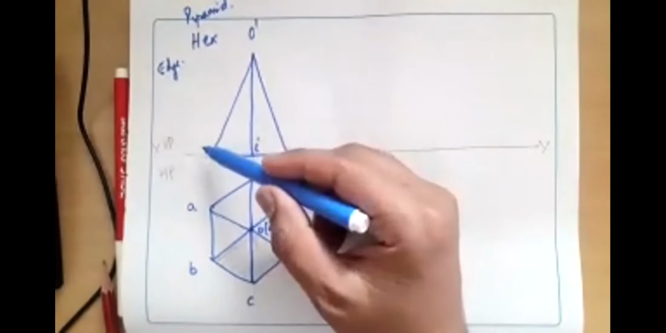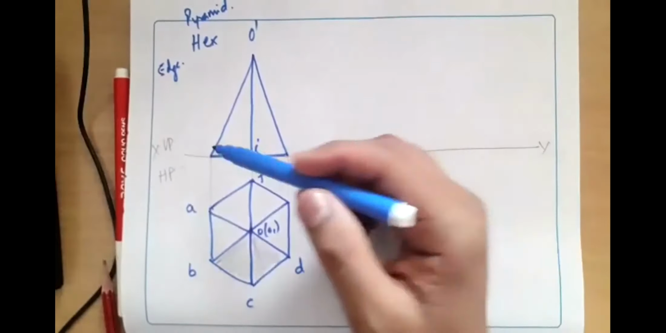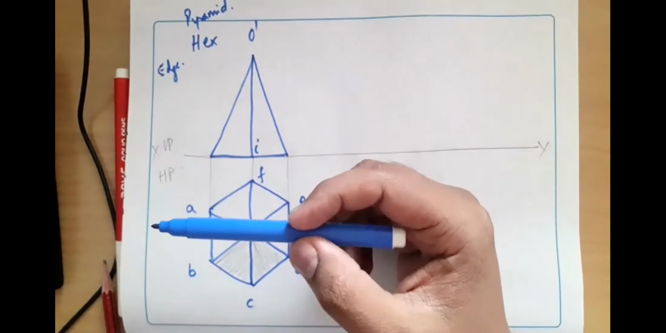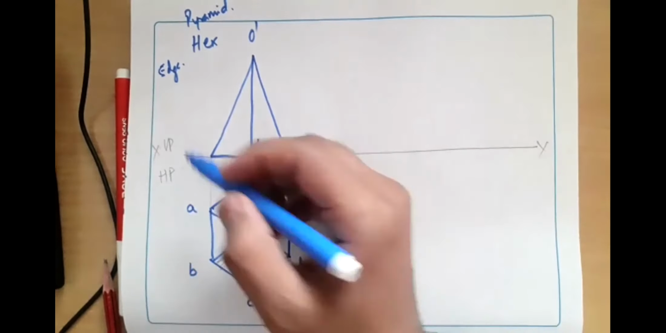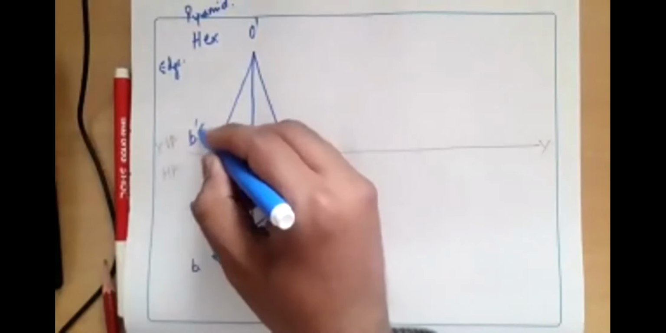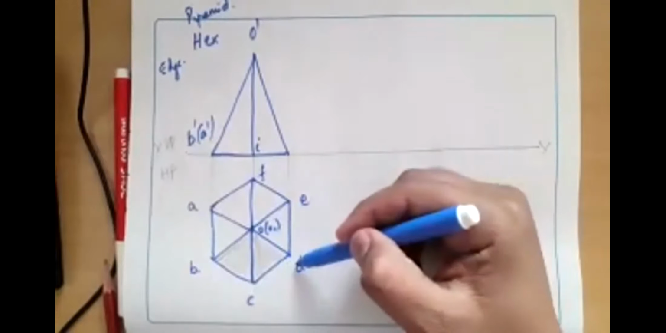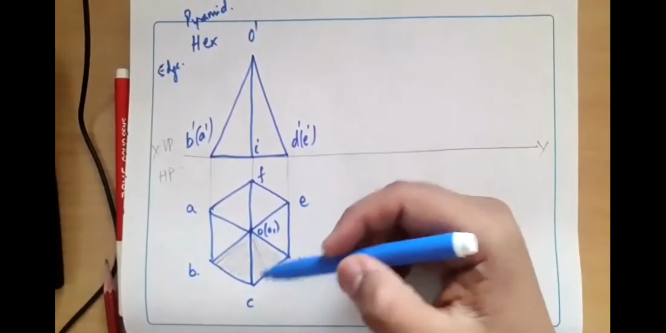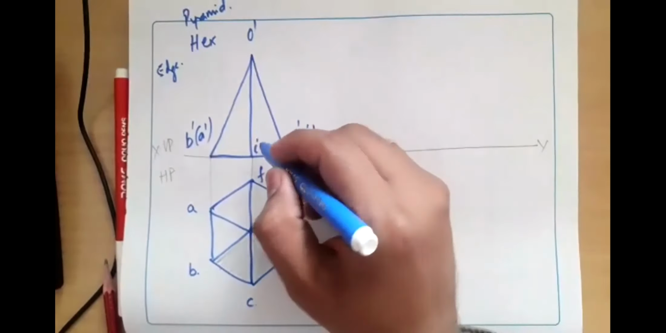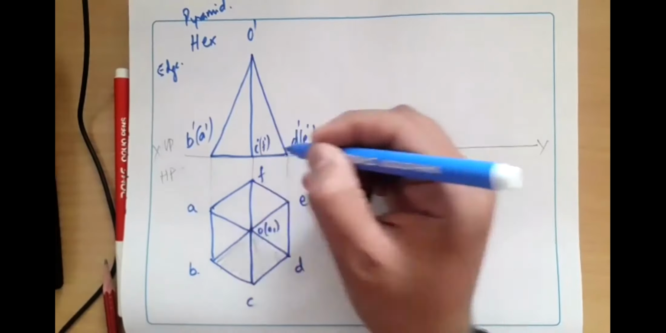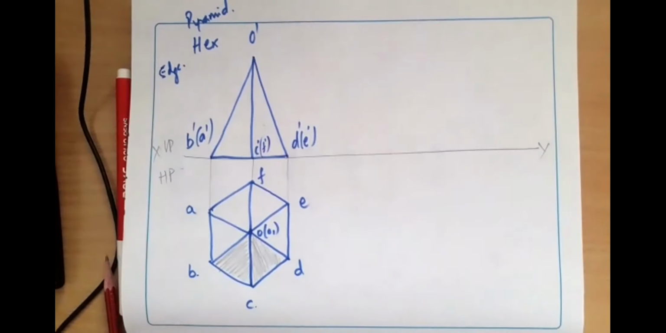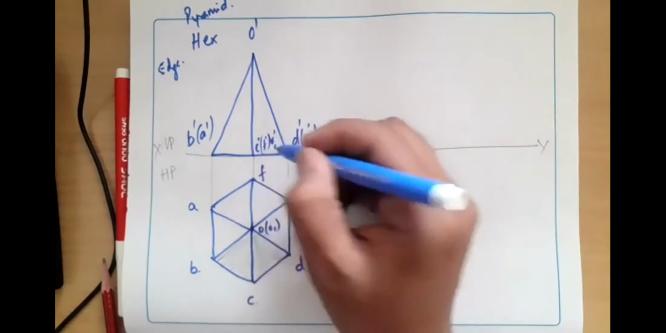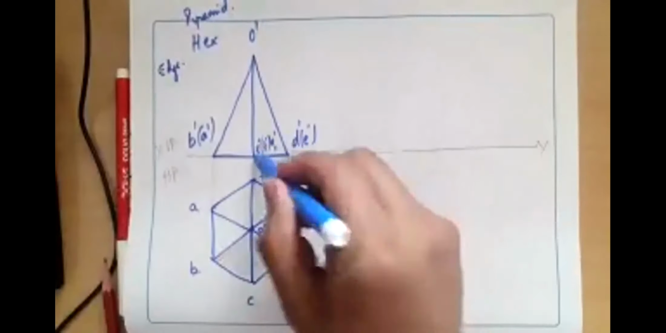So what is this name? On the left-hand side of the front view, how do we name this? B dash of A dash. Next, D dash of E dash. Next is C dash of F dash. Able to get it? Also, O1 is there here. You can represent O1 after this F dash because it is coinciding here.